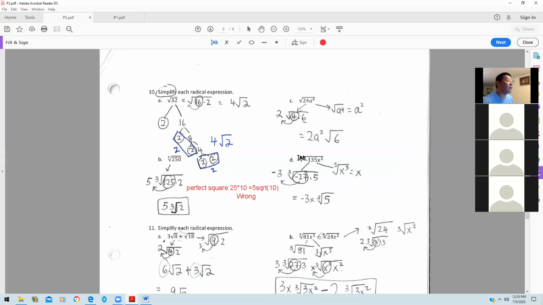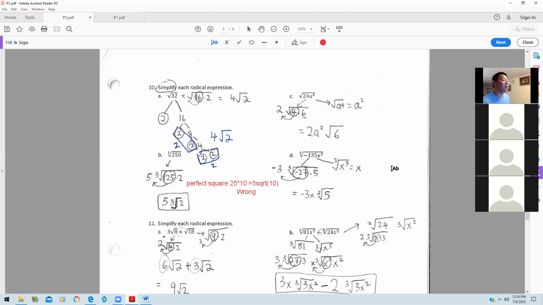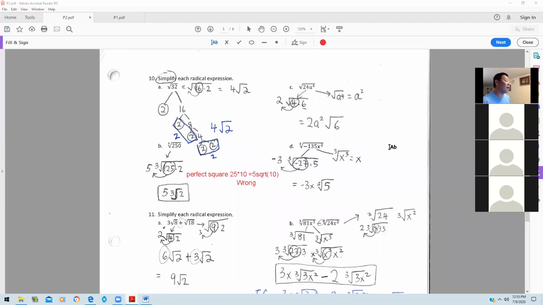Okay. For D, if you have a negative, it's a cube root. So it's not a no solution type, because a cube root can have a negative. Again, I break it down into variables and numbers here. 135 is 27 times 5 with a negative. Then this negative 27 is a perfect cube of negative 3. x cubed is a perfect cube of x. So we combine this back together, and you will get negative 3x and then the cube root of 5 in this case. Okay, so that is how we do simplifying this.